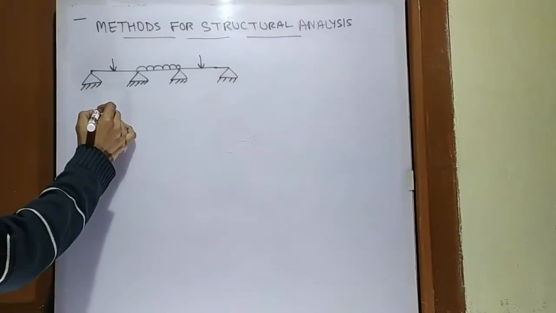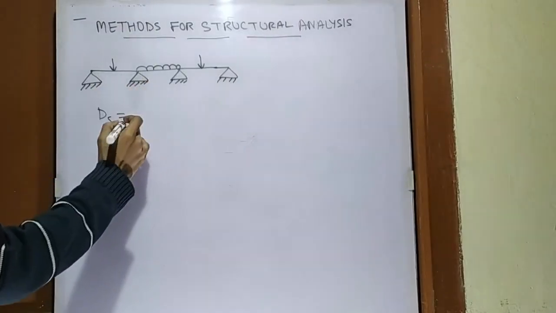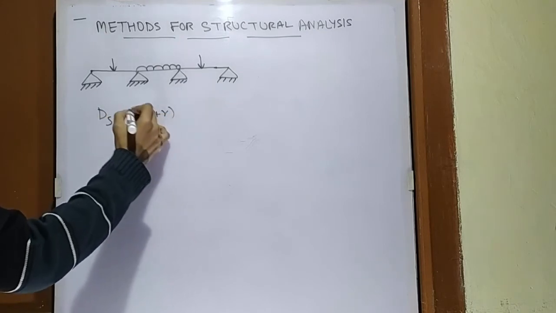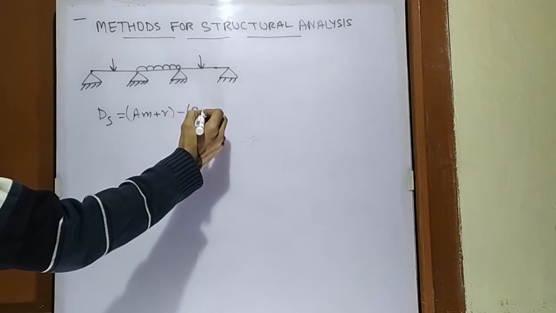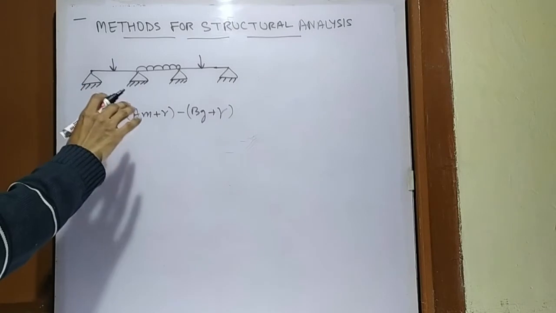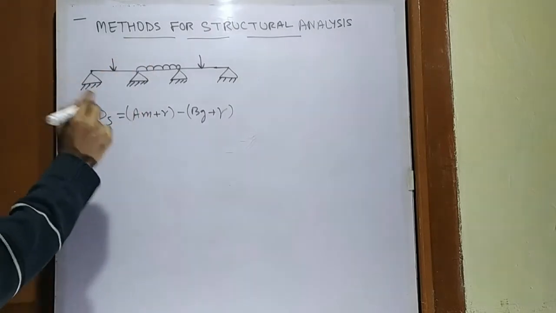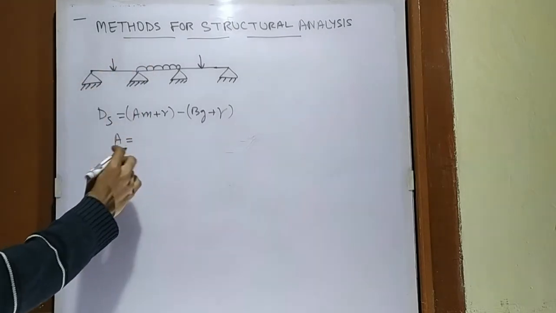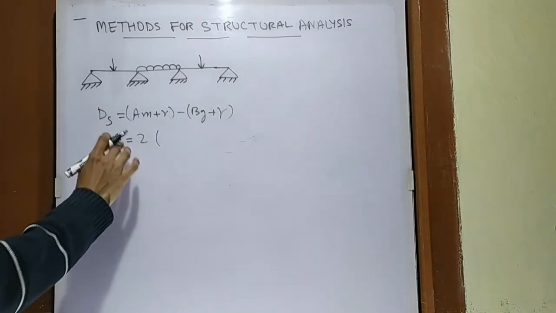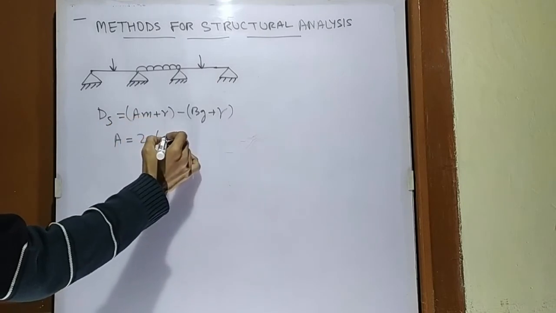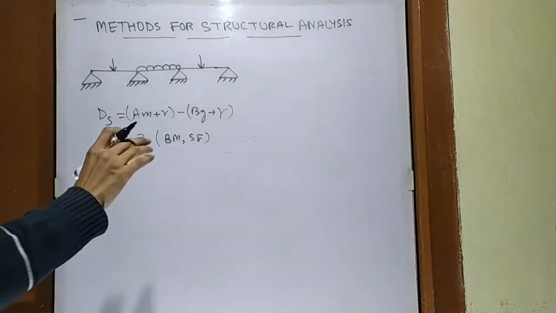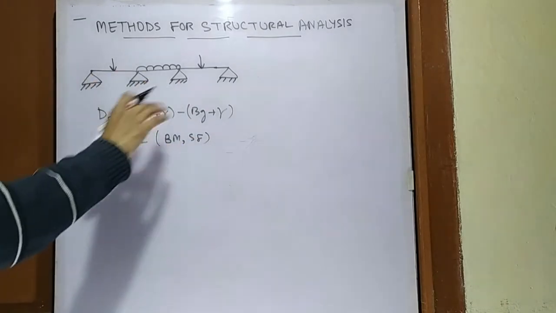Now if I want to find the degree of static indeterminacy of this particular beam, what was the formula for finding the degree of static indeterminacy? Am plus r minus bj plus gamma. Okay, so in this beam there is only vertical loading, so the number of actions in a member will be 2. And what will those actions be? Those actions will be bending moment, and the other one will be shear force. There will be no axial force because there is no horizontal loading.